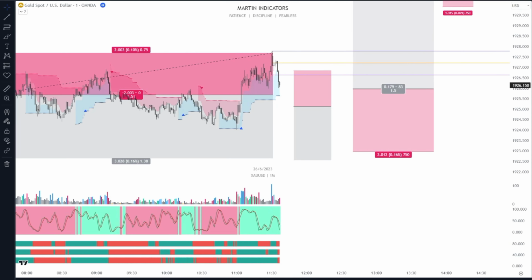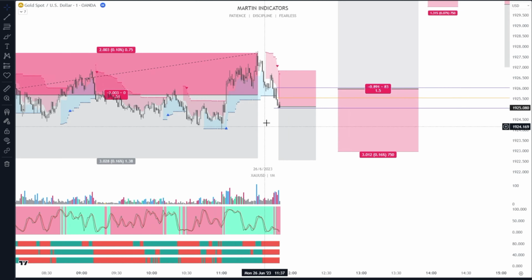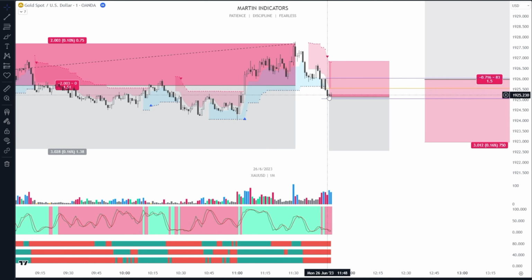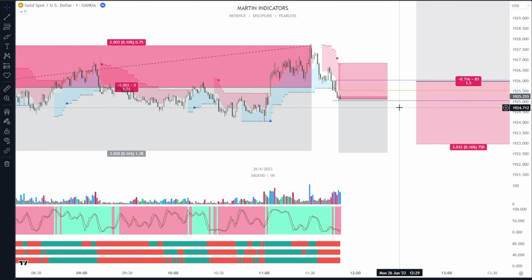Let's go. Again, we have a breakdown. As you can see here, let me just show you. Breakdown, signal candle, trade candle, stop limit short. All conditions met.